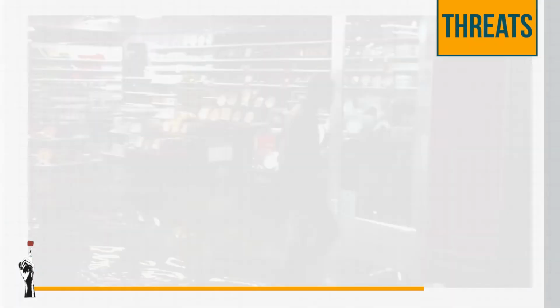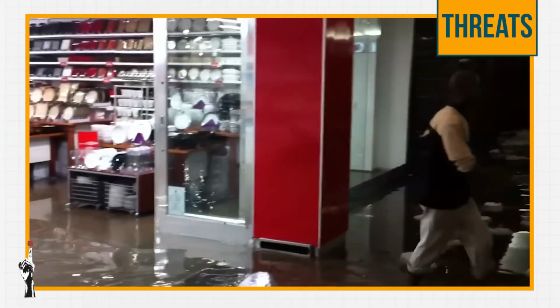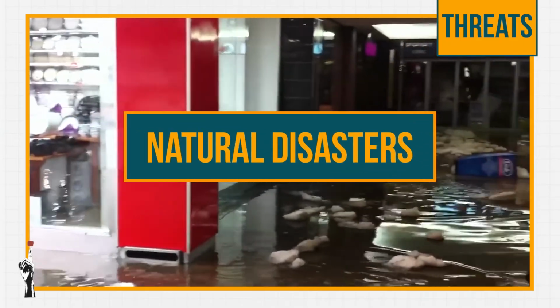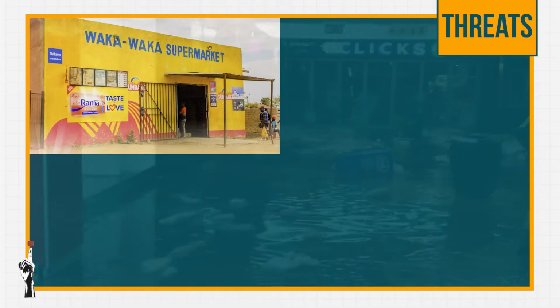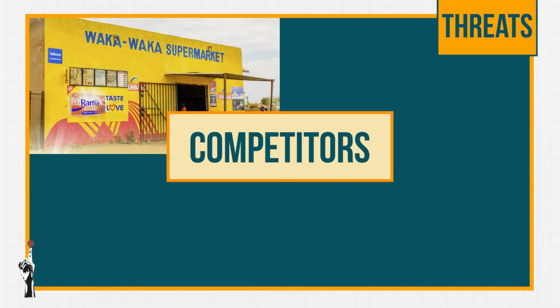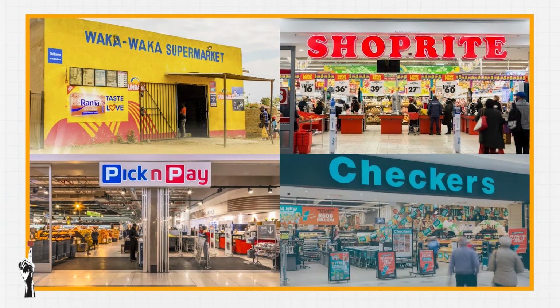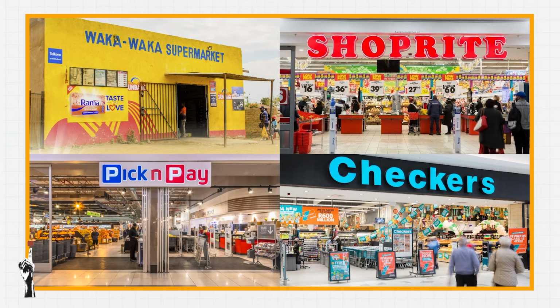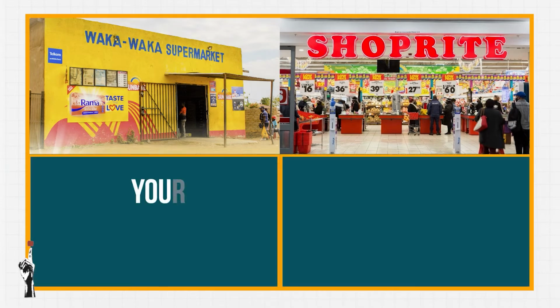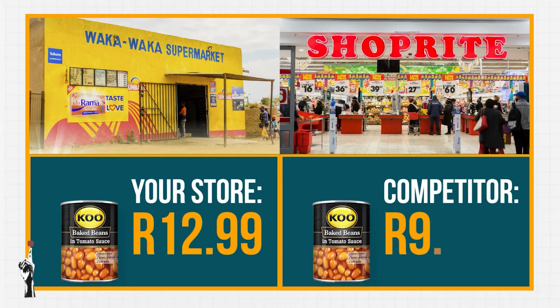We are now going to have a look at the second external factor called threats. Threats are external factors that can harm your business, such as natural disasters or competitors. Competitors are people in your area who sell the same product or service that you sell. This can be a threat, especially if that person charges cheaper for his product or service.